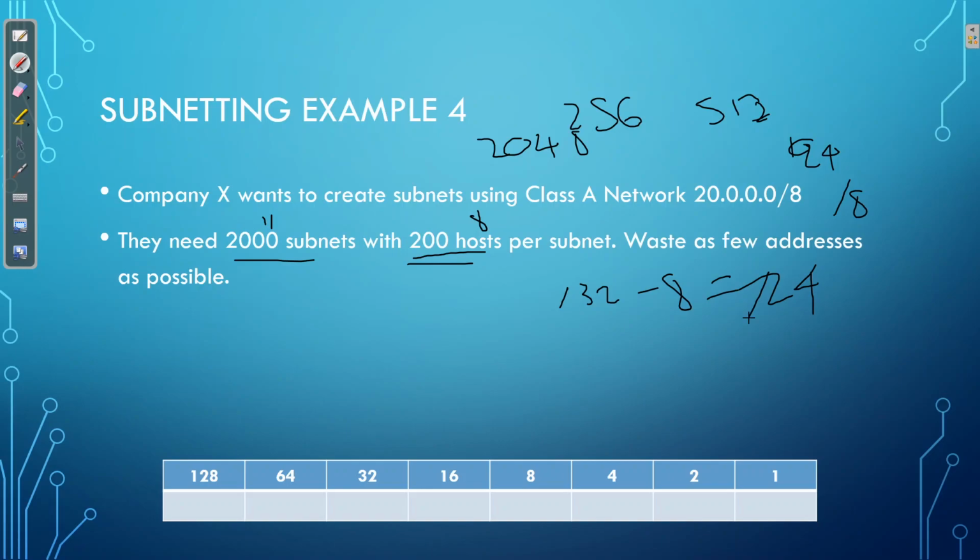The reason being is because we want to waste as few addresses as possible, which means I need the smallest subnet that I can use while still allowing for 200 hosts per subnet, and the smallest subnet I can use is going to be a /24 because that allows for 256 IP addresses or 254 usable host IP addresses. So this one should have been pretty easy for you guys. So let's wrap this up.